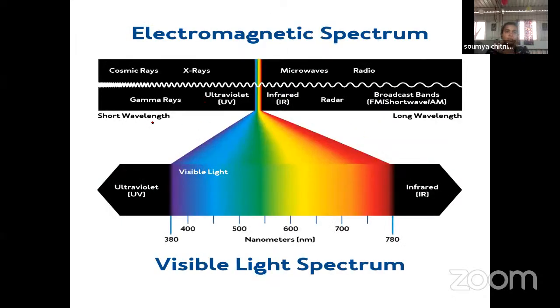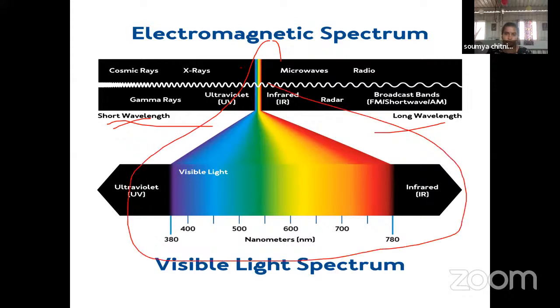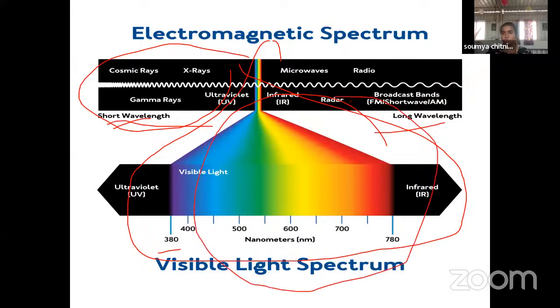Here you can see short waves and long waves, and in between we have visible light. Before 300 nanometers we have the short waves like gamma rays, UV rays, X-rays. Between 380 or 400 to 700 we have the visible light, which is of much importance to us and also for the plant. In this visible light we have colors called VIBGYOR, right? Violet, indigo, blue, green, yellow, orange and red.